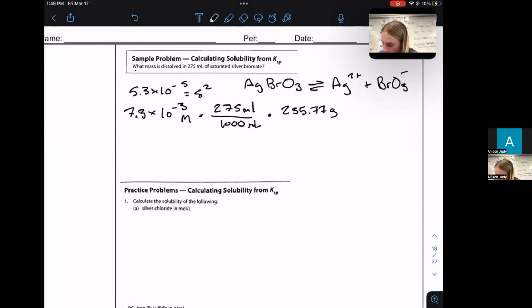235.77 grams per mole. And then you can do this calculation, and that will give you the number of grams of silver bromate that are dissolved in a saturated 275 milliliter solution.